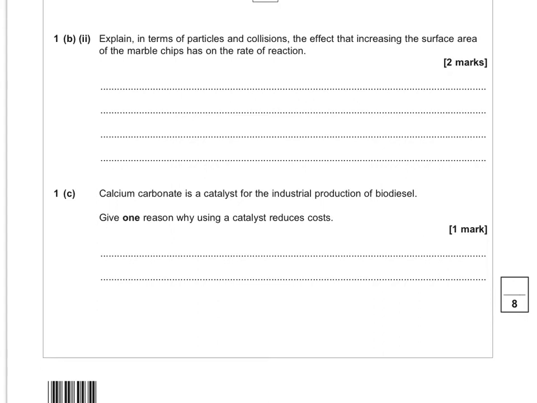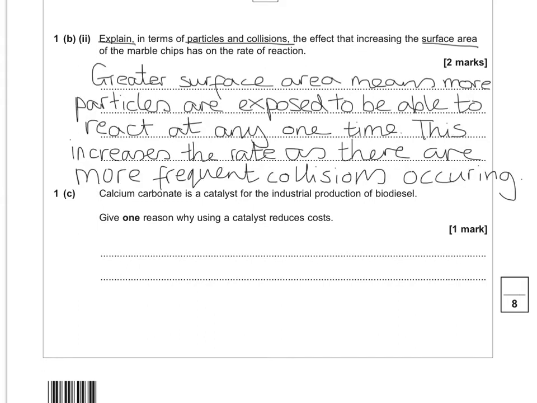Question 1b2. Explain in terms of particles and collisions the effect that increasing the surface area of the marble chips has on the rate of reaction. Okay, so if we've got a bigger surface area, then we have more particles that are exposed and that can react at any one time. So this means that it increases the rate because there are more frequent collisions between particles, and those particles are able to successfully collide to create a reaction.